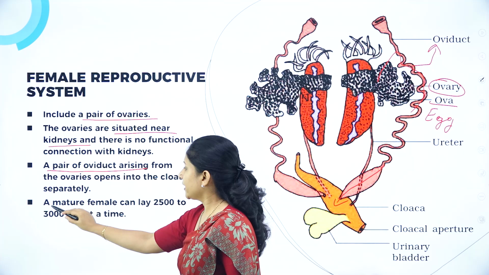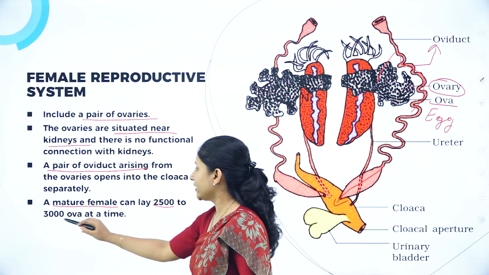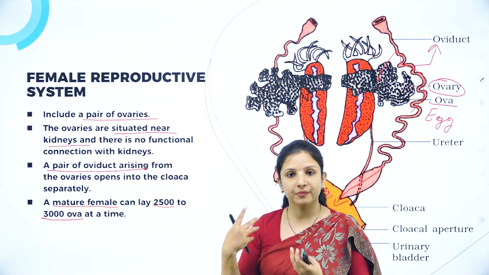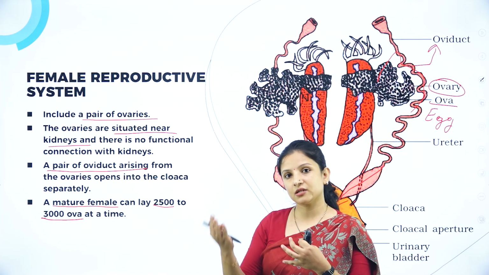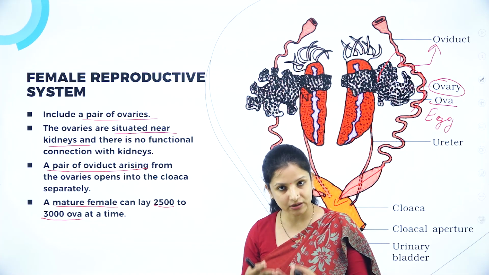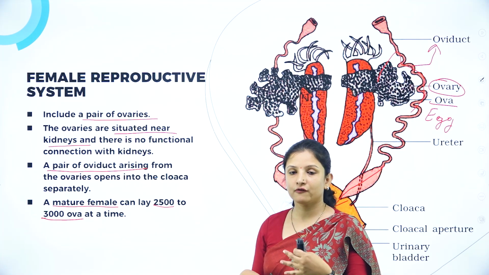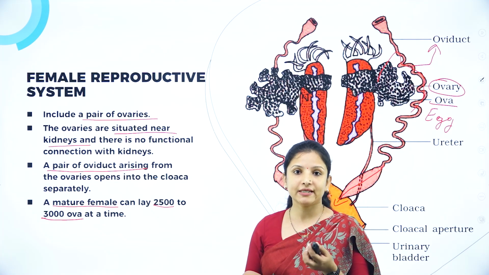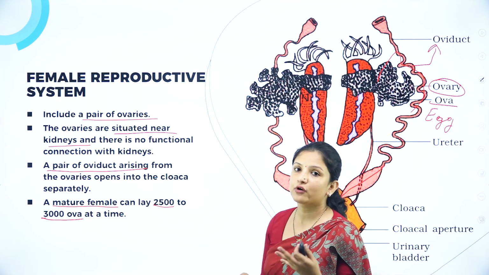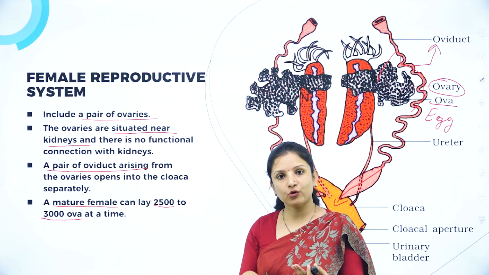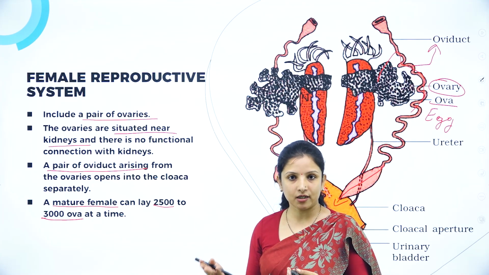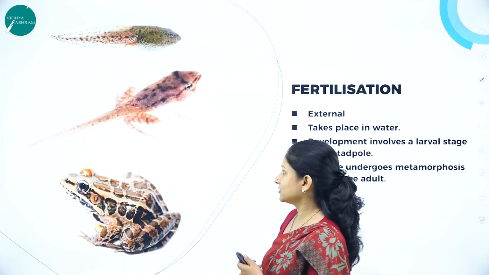And the mature female can lay about 2,500 to 3,000 ova at a time. They will be laid into the water, and the sperms will be delivered by the male. The sperm will meet the female's ova or egg in the water. Therefore, fertilization is external, taking place in the water, and then they hatch to form tadpoles, which is the intermediate stage of development. They don't have direct development. The development is indirect because they form the tadpole. Then the tadpole metamorphoses into an adult frog. So this is how the frog system works.